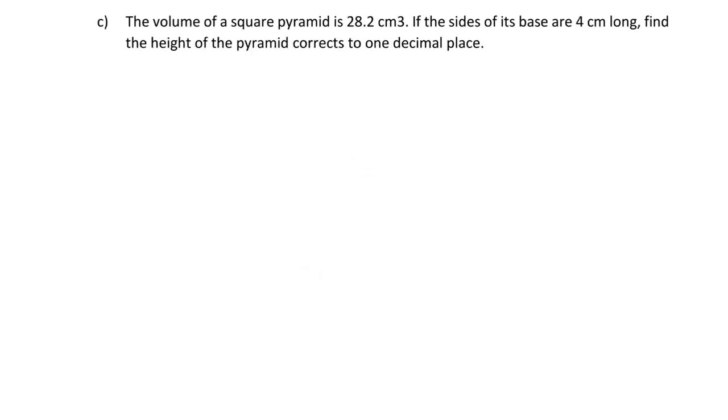Part C of the question, the volume of a square pyramid is 28.2 centimeter cubed. If the sides of its base are 4 centimeters long, find the height of the pyramid corrected to one decimal place. Okay, so for this one, the volume of a pyramid can be determined by using the following formula, which says volume equals 1/3 times base area times height.